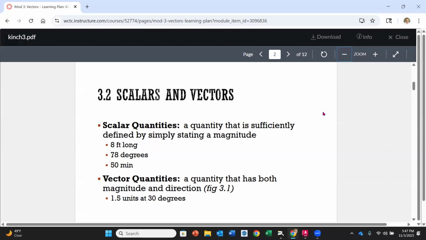When I cross over into a vector quantity, I need 2 quantities, 2 things to fully define it, and that's both magnitude and direction. Now, I always have to ask, has anybody ever seen the movie Despicable Me?